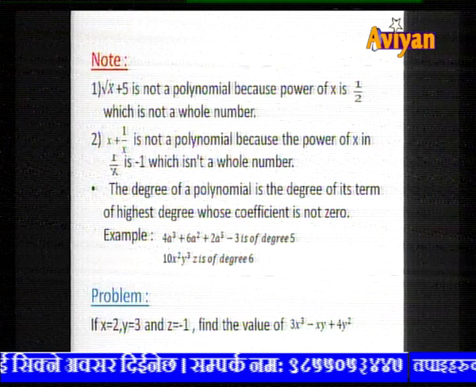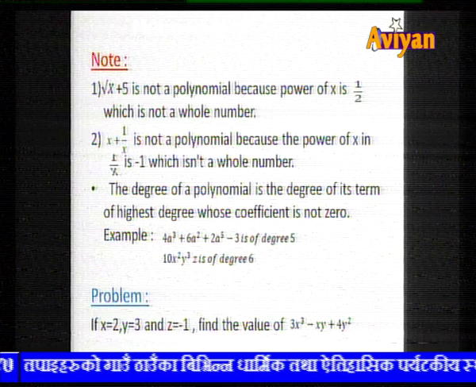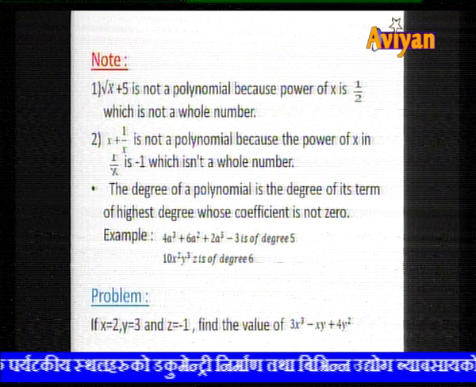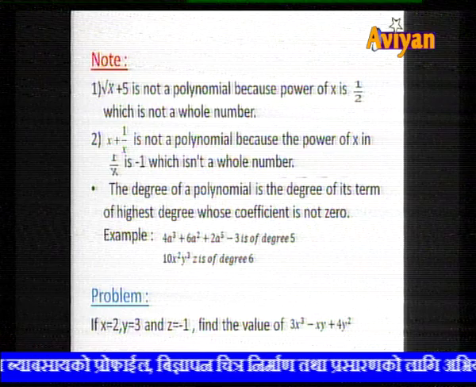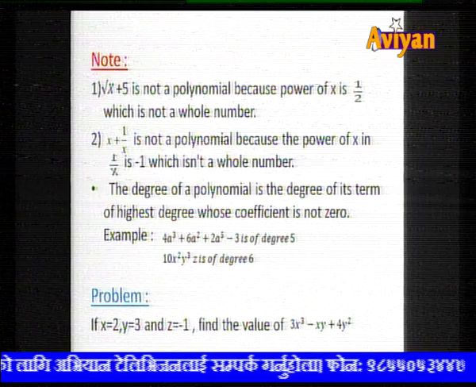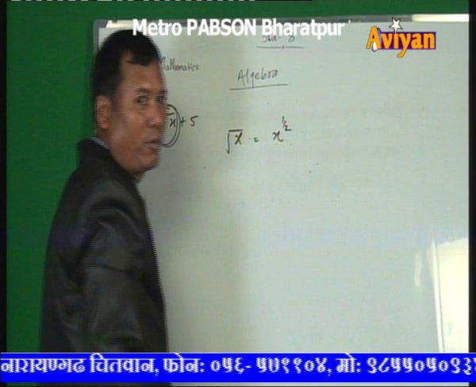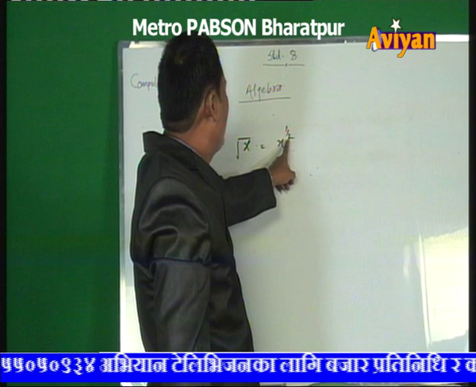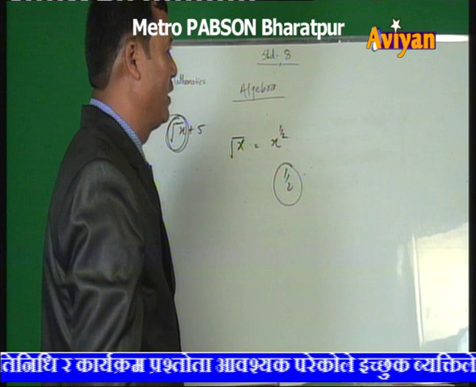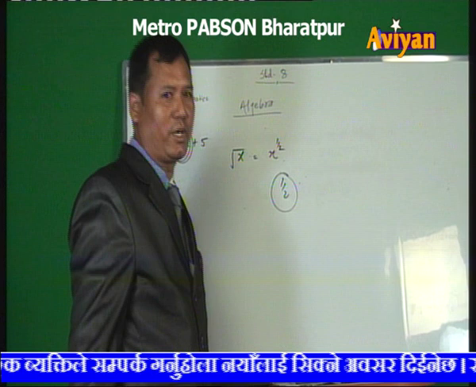Root x plus 5. Please don't be confused. Don't say binomial expression. It is not binomial. It is not a polynomial because the power of x is root x, which is also called x to the power 1 by 2. What is its power? Its power is 1 by 2, which is not a whole number. So it is not a polynomial. Don't be confused, everybody.